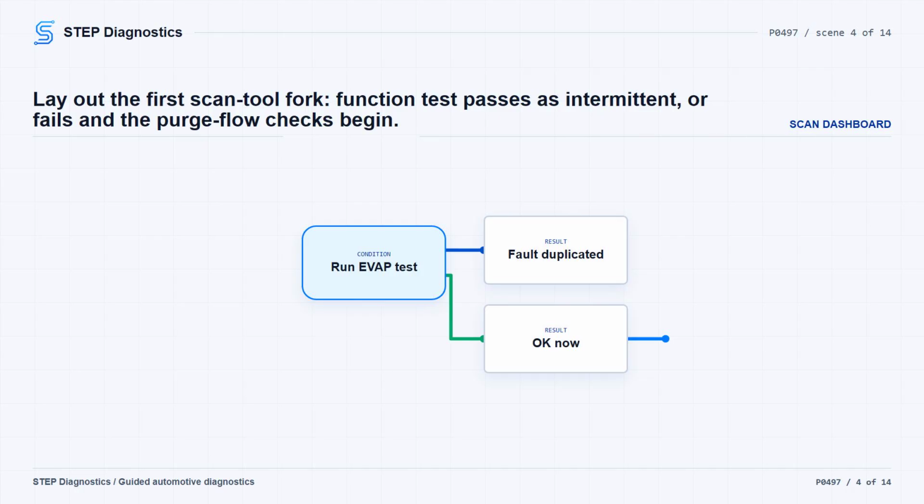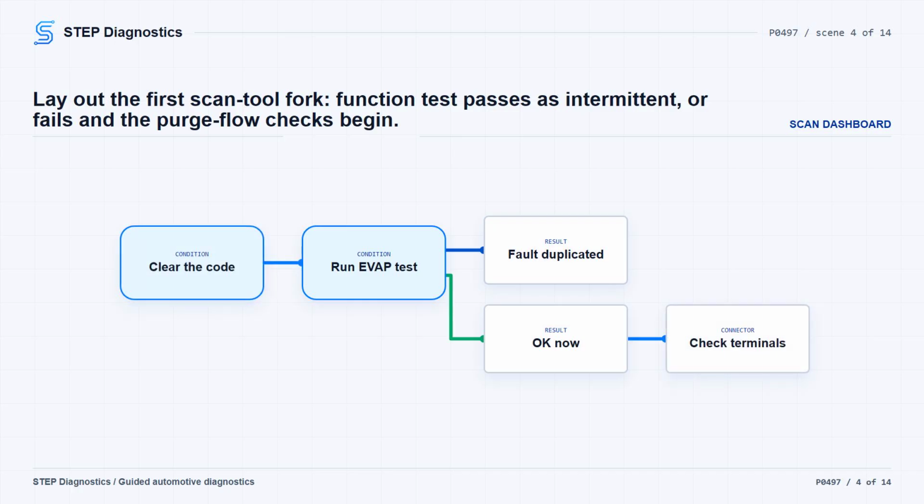Clear the DTC with the HDS. Then run the EVAP test from the inspection menu and choose the function test. If the result is OK, treat it as an intermittent failure for now. The system is OK at that moment, so concentrate on poor connections or loose terminals at the FTP sensor, EVAP canister purge valve, EVAP canister vent shut valve, and PCM.